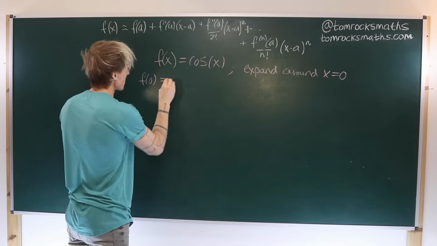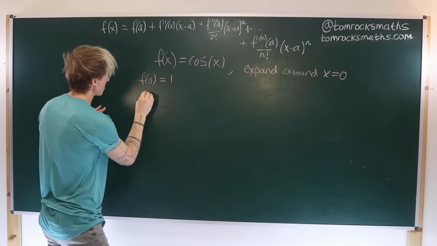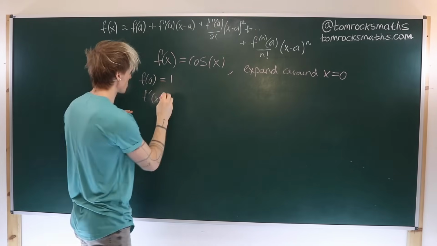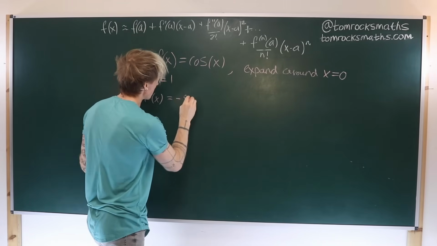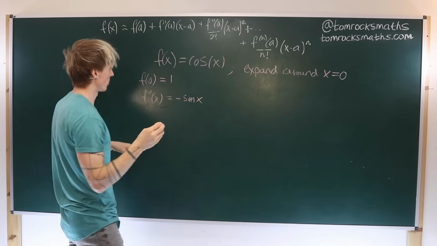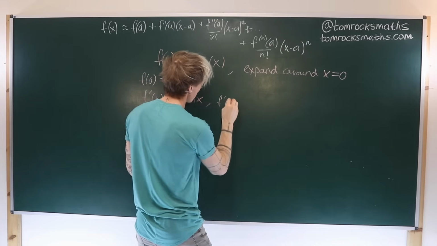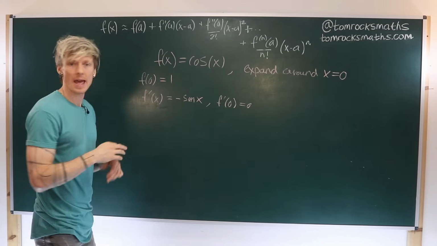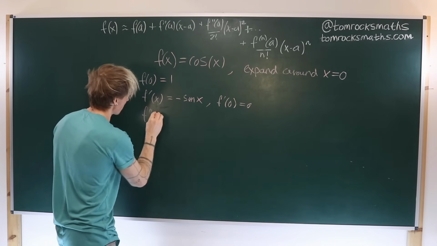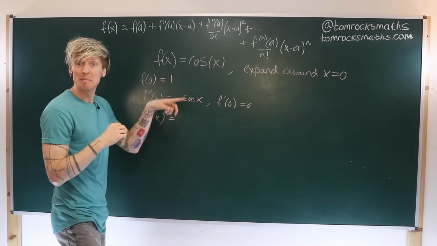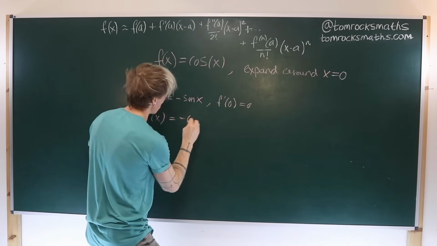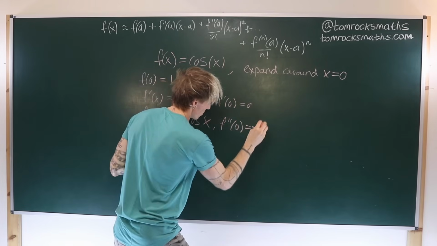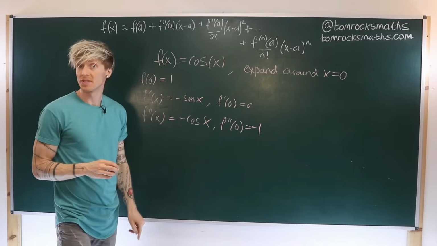That's quite straightforward. That's cos of 0, that's 1. We also need to know some derivatives. So f prime of x, our first derivative of cos, is going to be minus sine of x. Therefore f prime of 0 is 0, because sine of 0 is 0. Now, the second derivative, f double prime of x, is the derivative of minus sine, so that's minus cos of x. So f double prime of 0 is minus 1, because it's minus times cos of 0.